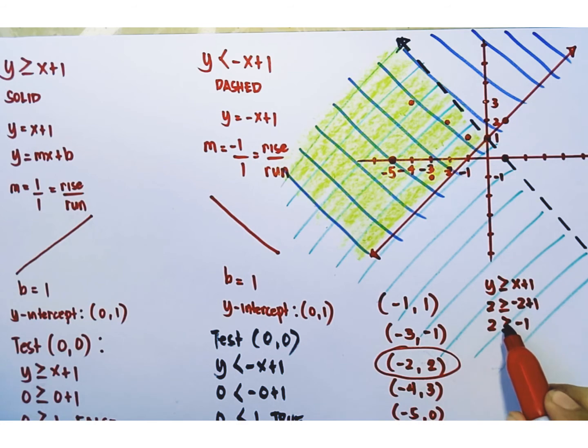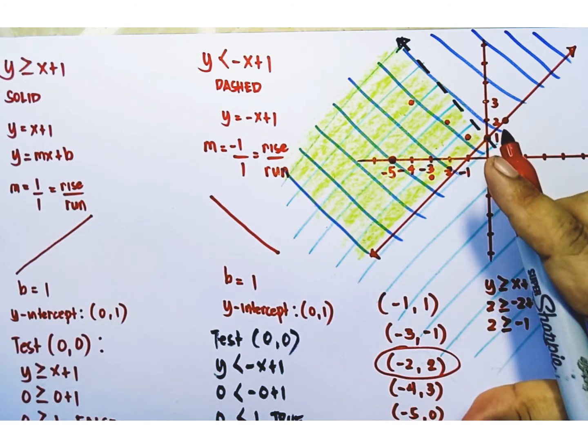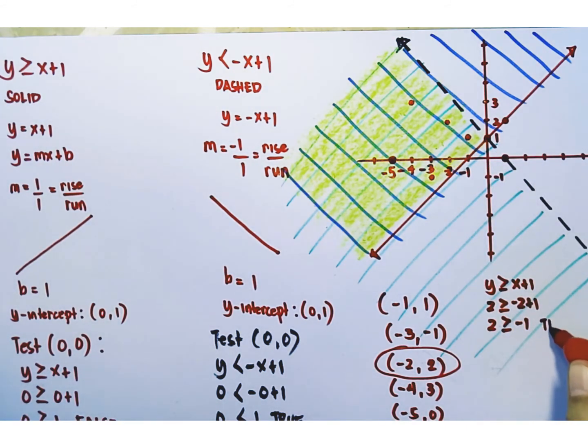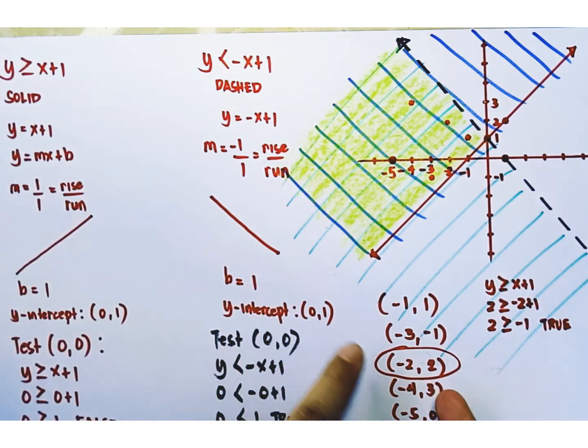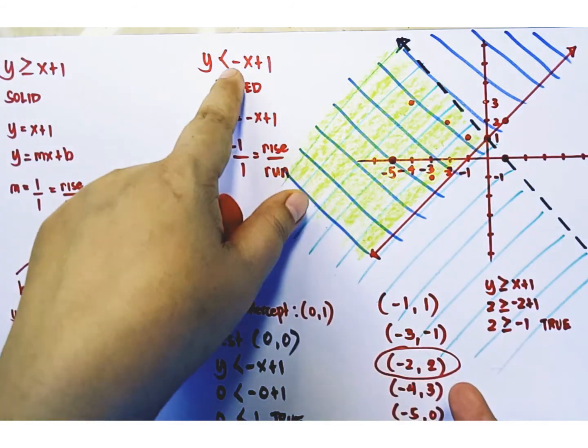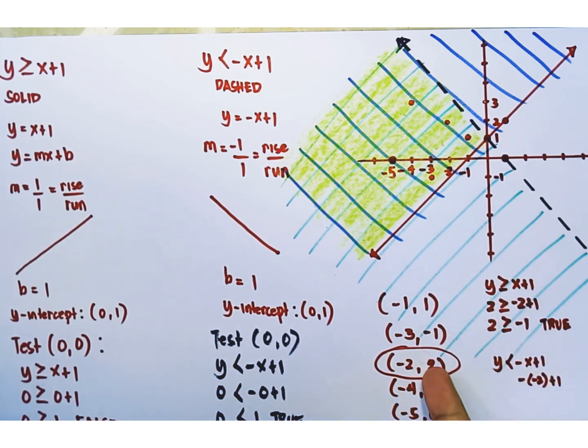Look at the open side of the inequality sign. It faces 2, which is larger than -1. So this is a true statement. This point satisfies the first inequality. Let's double check if it also satisfies the second inequality. Y less than -x plus 1. Replace x with -2. Replace y with 2.